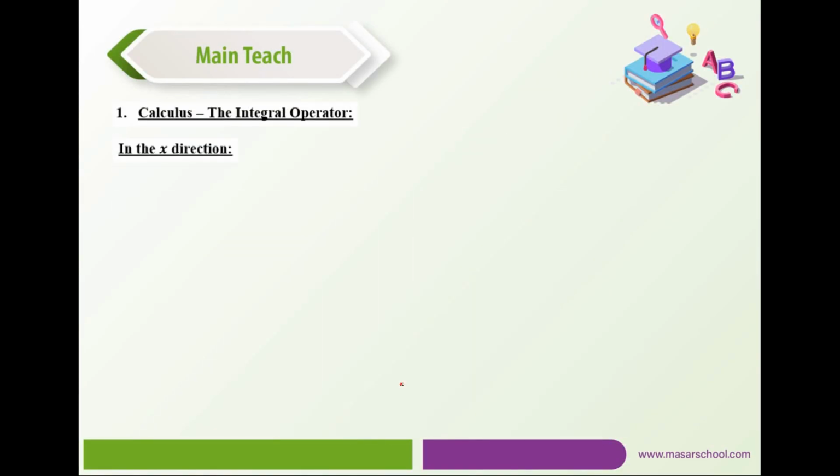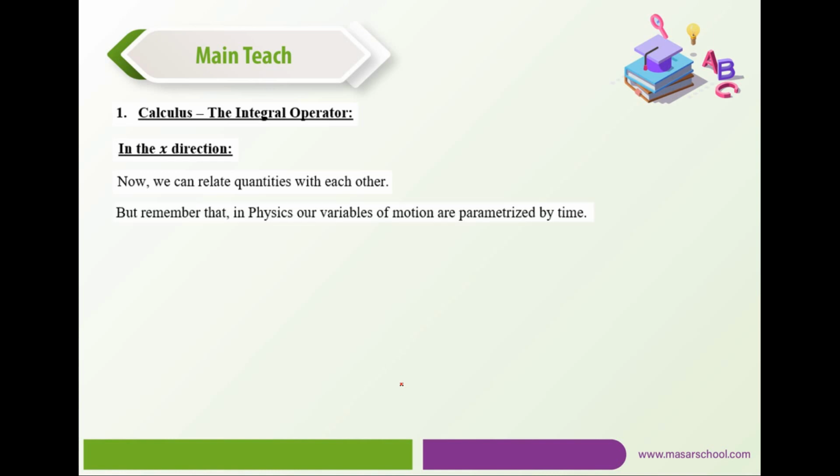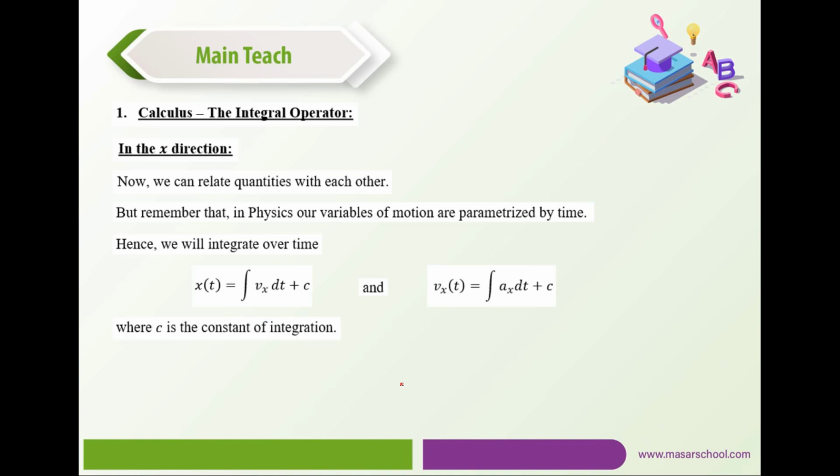Now in the x direction, we can relate quantities with each other, but remember that in physics our variables of motion are parameterized by time. So as I've mentioned, the position can be related to the velocity via an integral. Integrating over time, the position is given by the integral of the horizontal velocity plus a constant, and the velocity would be related to the acceleration by an integral plus a constant, where c is the constant of integration. Later on I'm going to elaborate more about the constant.